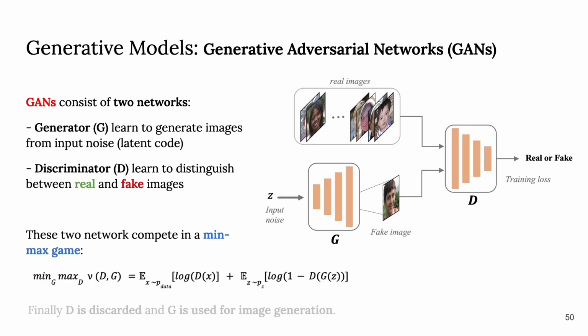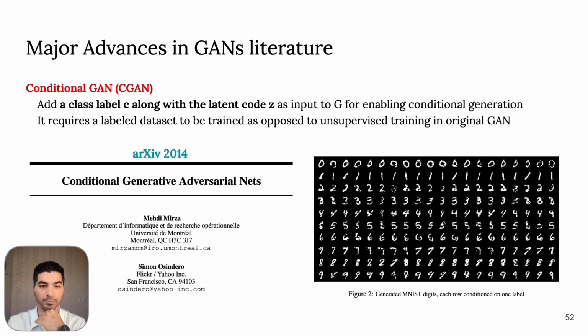On the other hand, the generator wants to increase the score for D of G of z. It doesn't have any influence on the score for D of x. Based on this value function, it can do that by minimizing this value function, and that's why we call it a min-max game. Finally, once D and G are trained, we usually discard D and use G for image generation. After this classic GAN, there have been numerous studies to improve it, and in the upcoming slides, we will discuss some major advances in GAN literature.